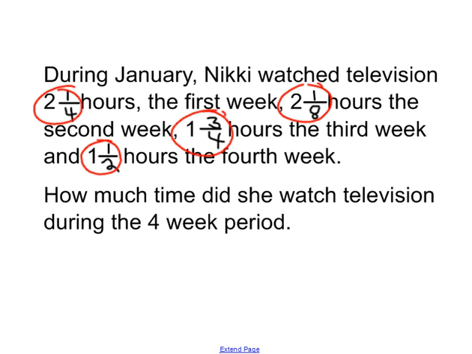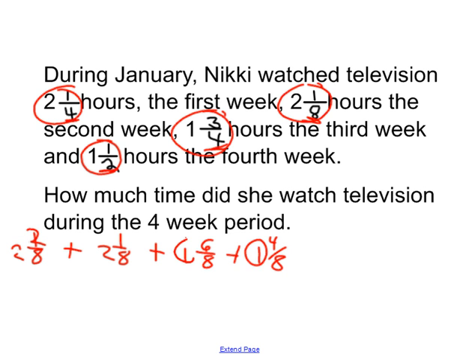But before I write out my list, I'm going to look at these and say, boy, if they all had a denominator of 8, it'd be much easier to add them together. So I'm going to change this 2 1/4 to 2 2/8, plus 2 1/8, which just stays the same, plus 1 3/4 is 1 6/8, plus 1½ which would be the same thing as saying 1 4/8.